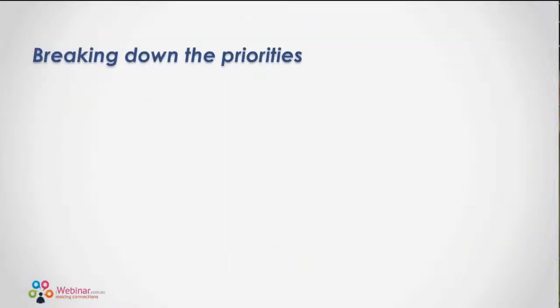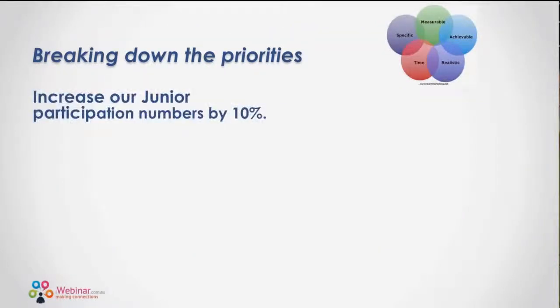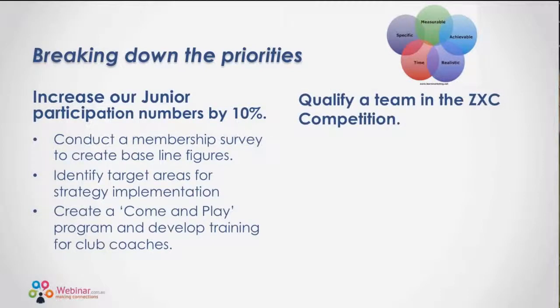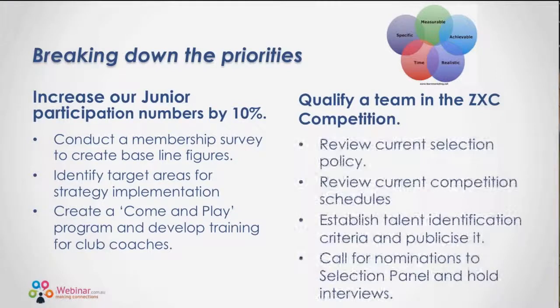When we get the headlines, we then start to break down the priorities and the things that we're trying to achieve. So looking at increasing our junior participation, we'll conduct a survey, we'll identify target areas where we want to grow, we'll create come and try days. And these are the things that start to flesh out the strategic plan and the initiatives that sit within them. When we want to say from the competition side, we want to qualify a team, again, we go through and we review our selection policy. We look at competition schedules, fleshing out again the actual initiatives that live within each of those headlines.